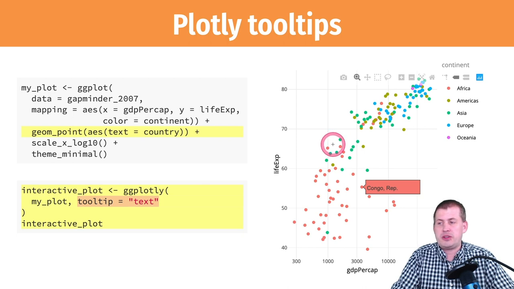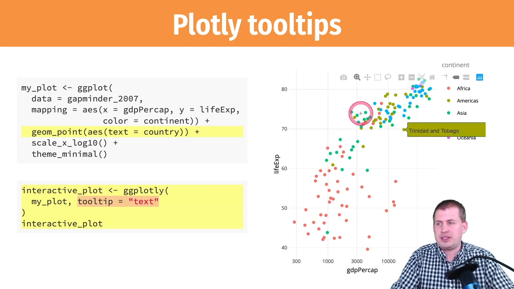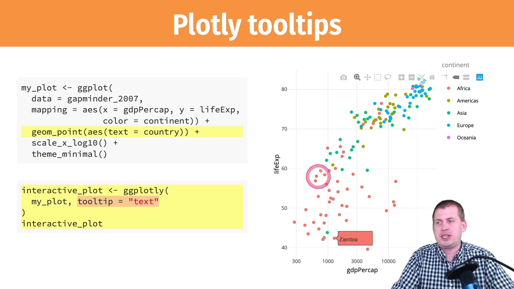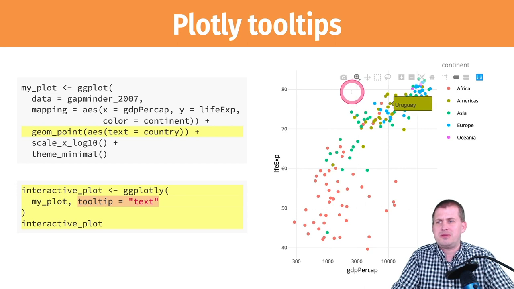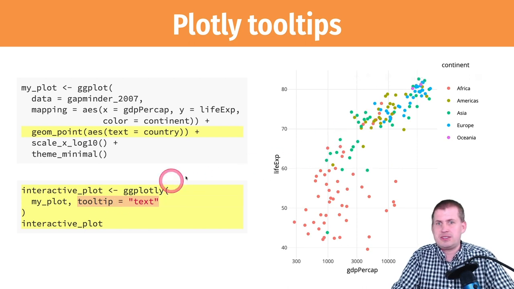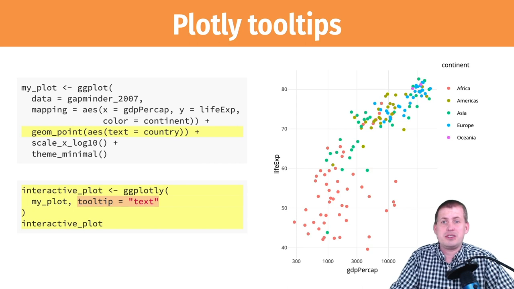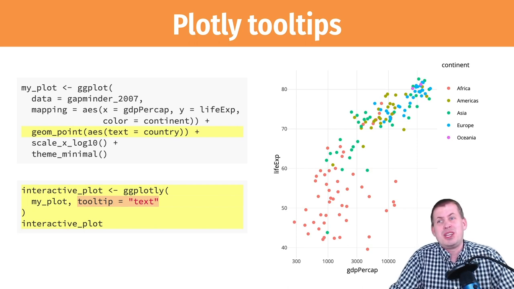It will show that. So that dot right there is Congo, and this dot right there is Trinidad and Tobago. And there's Zambia down there. Really wish this would line up, but my mouse is doing weird stuff here. There's Mexico, Uruguay, Bosnia. So you can see what the actual points are if you just tell it to use a different tooltip. The cool thing about this is it works with pretty much any geom.